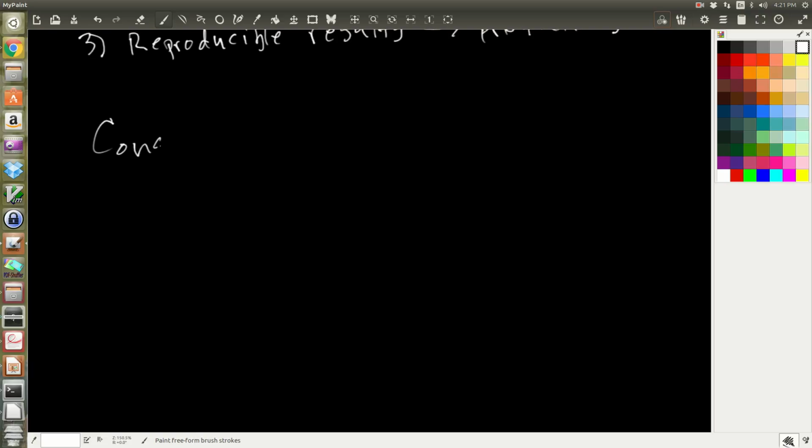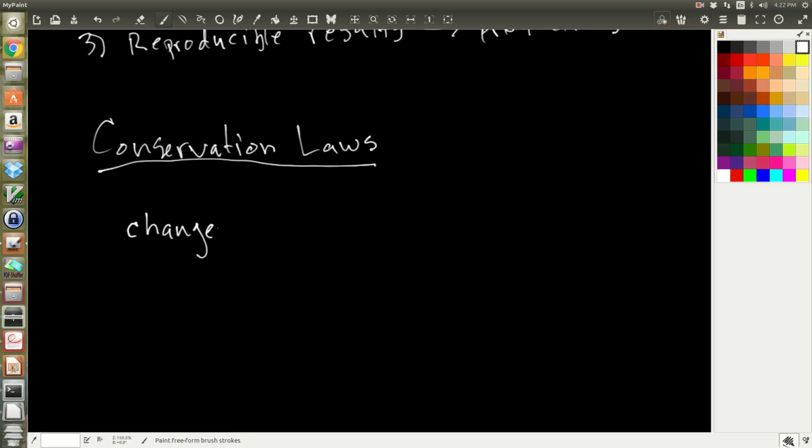So, conservation laws, and these are very important mathematical models or laws in science, and there are many of them that have to do with all different types of systems, but the general idea behind all these laws is that change in any system with respect to some parameter, maybe time or space, is just equal to the increases in that system minus the decreases.